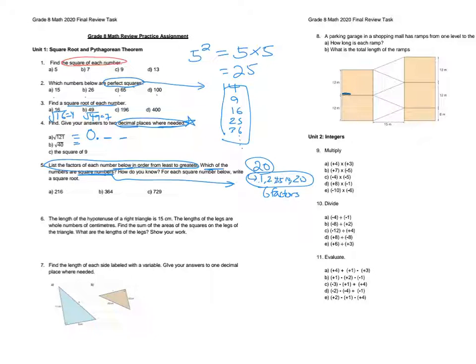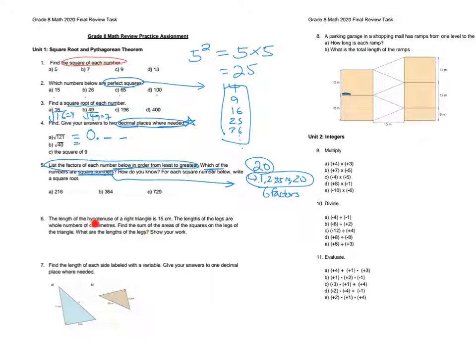All right, and then we move on to number 6. It says the length of the hypotenuse of a right triangle is 15 centimeters. The length of the legs are whole numbers of centimeters. Find the sum of the areas of the squares on the legs of the triangle. What are the lengths of the legs?